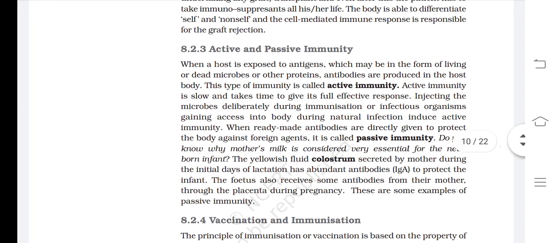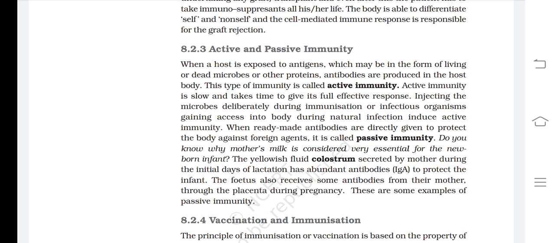Now, active and passive immunity. When a host is exposed to antigens, which may be in the form of living or dead microbes or other proteins, antibodies are produced in the host body. This type of immunity is called active immunity. Active immunity is slow and takes time to give its full effective response. Injecting the microbes deliberately during immunization or infectious organisms gaining access into the body during natural infection induce active immunity.